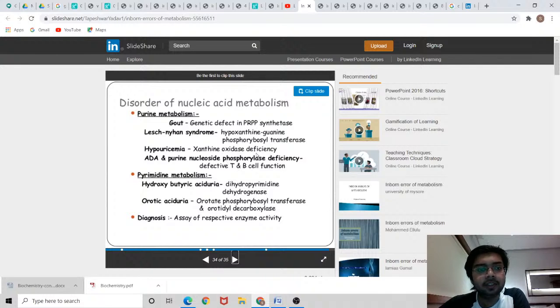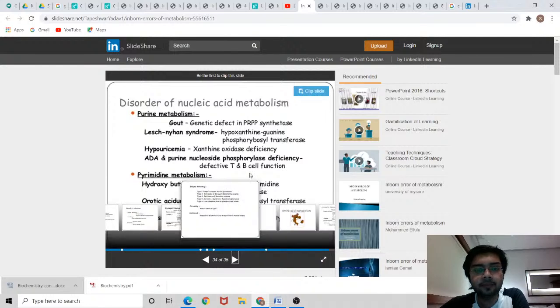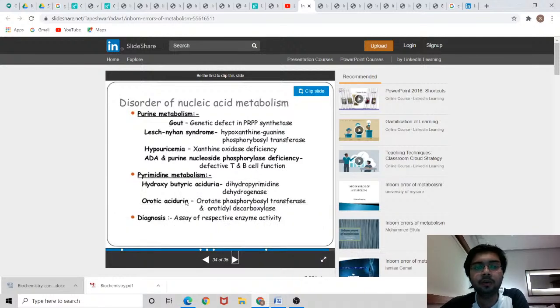Okay, and xanthine oxidase deficiency causes hypouricemia. So this is quite normal. Another thing is orotic aciduria, which is caused by orotate phosphoribosyltransferase.